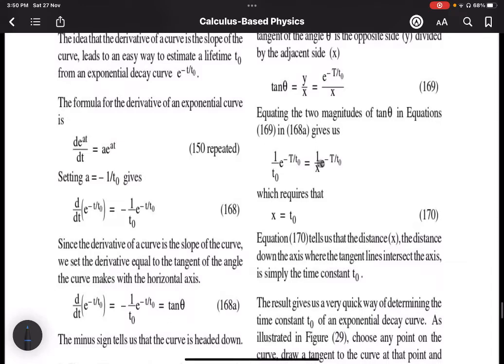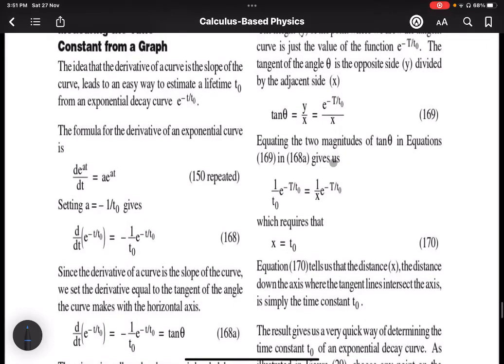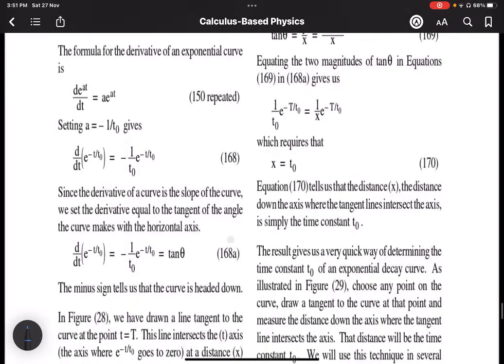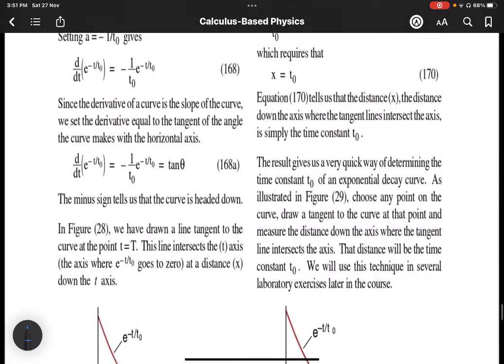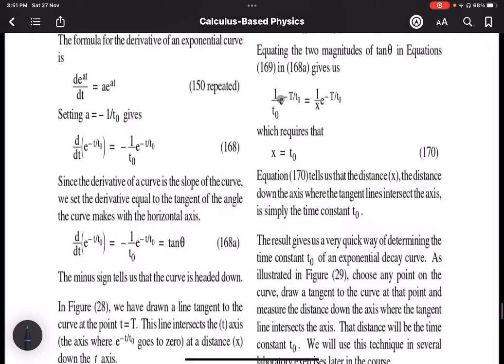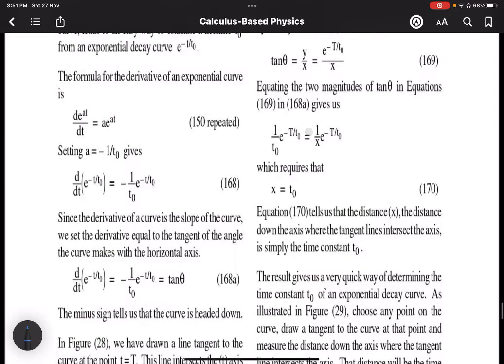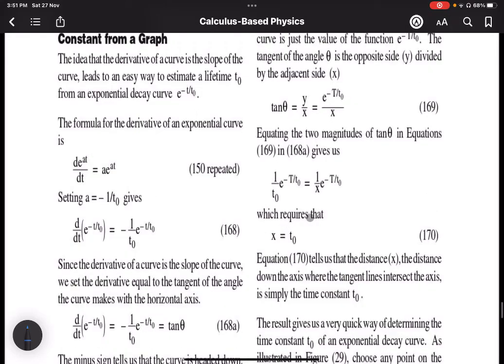1 over x is equal to 1 over TO times e to the negative big T over TO power. Okay? So, paano nagkaroon ng 1 doon? Di ba si y ay 1? Sabi natin, ang value ni y ay 1. Okay? At si x, ang value ay TO. Ito yun eh, no? Papareho niya. I-replace lang natin. Which requires that, yun na, x equals TO.